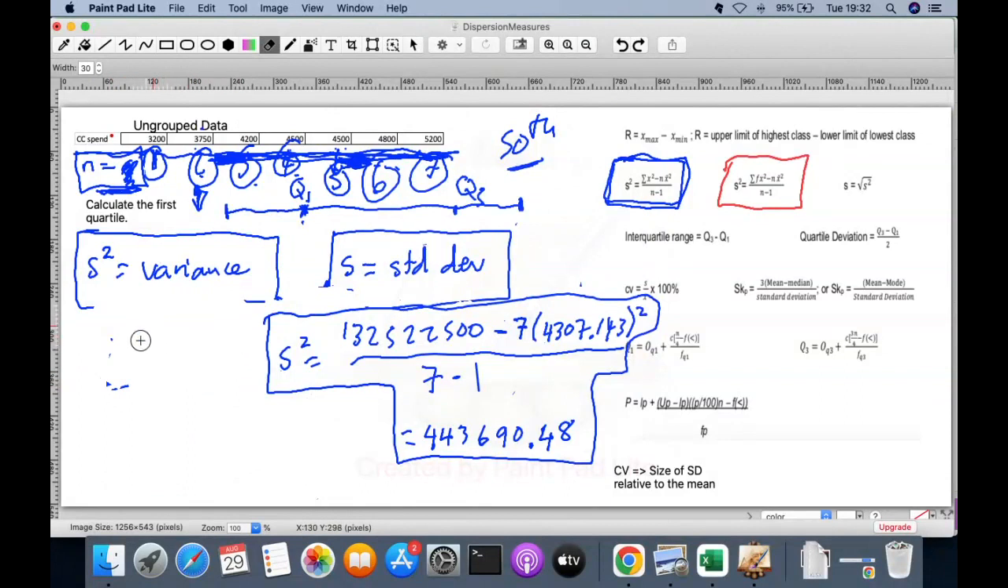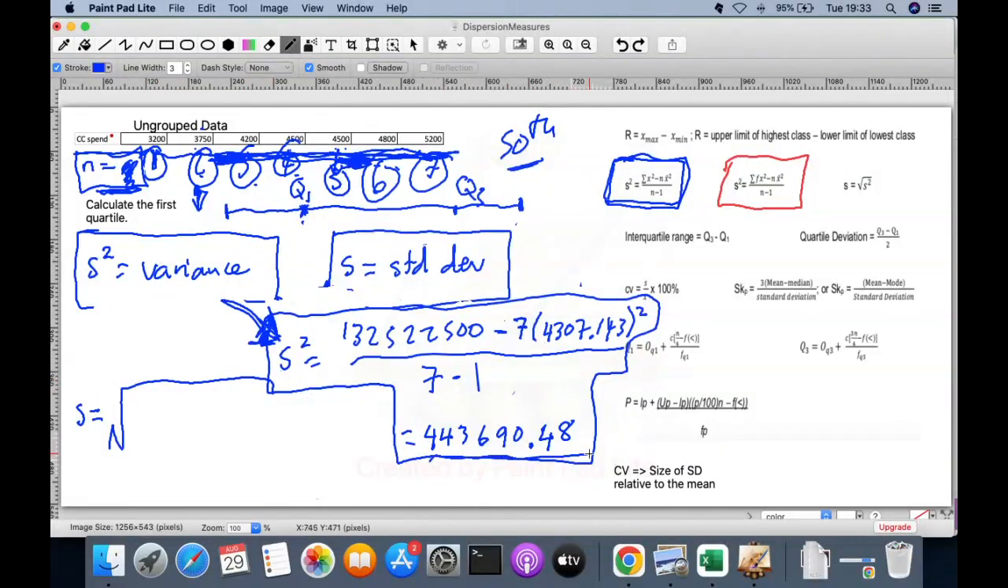So what I'm going to do is write it separately. If you want the standard deviation, that means you're just going to work out s. So this is the standard deviation. Remember, this here is the variance, and what I'm working on now is just the standard deviation, which is just s, and that is the square root of this number here, the variance. So it's going to be the square root of 443,690.48. If you punch it into your calculator, give me a second, I'll do that.